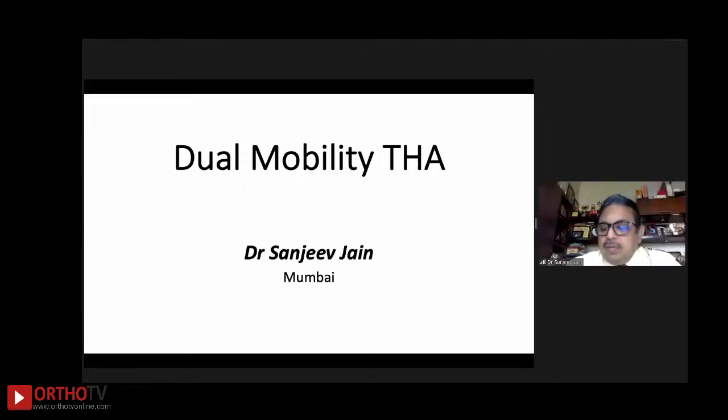Yes, please. So actually, I'm not going to talk too much about the dual mobility total hip concept, because I'm sure this must have been discussed. But this was started around 40 years back. The idea was to have a low or no dislocation rate, excellent stability, low wear rate, and of course great function or range of motion in the hip after the surgery.